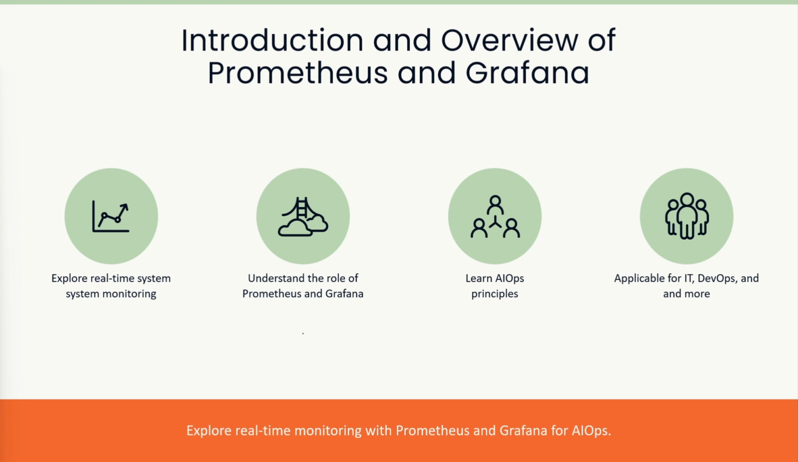Second, these tools help us understand the role of Prometheus and Grafana within an AIOps environment. We'll see how they work together to give us a powerful monitoring solution. And third, we'll touch on how these tools align with the core principles of AIOps. This is where machine learning meets IT operations, and Prometheus and Grafana play a key role in that by providing the data needed for analysis.